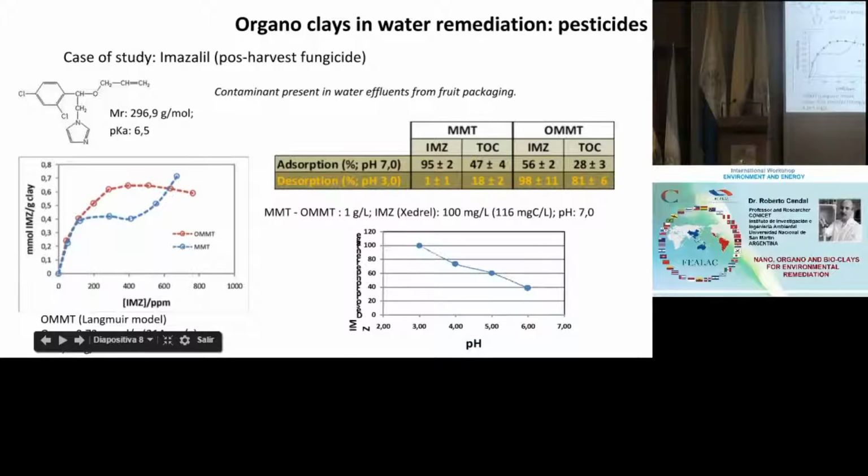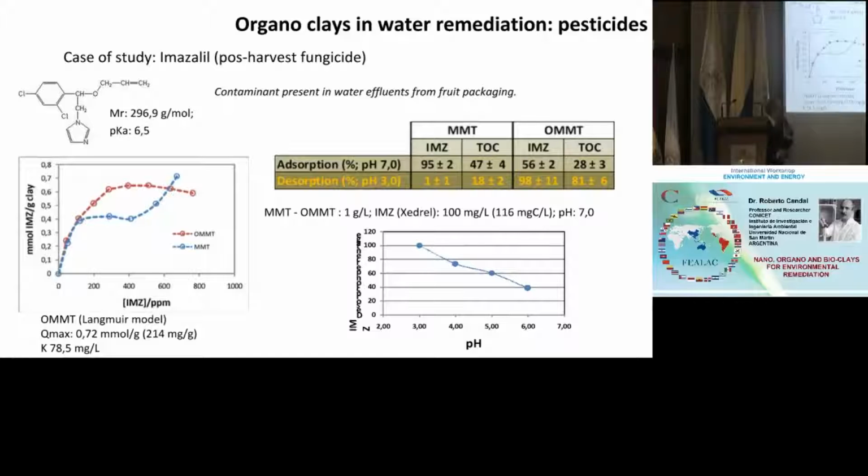We tried with a fungicide, the post-harvest one that they use to protect citrus in agricultural activities in Argentina, and this is an adsorption isotherm. As a function of concentration, it increases the imazalil retained in the clay, the modified one and the natural one. What's interesting is as follows. Look, we did an adsorption experiment at pH 7, neutrality. The clay adsorbs 95% of imazalil in this solution per liter. The organic carbon, which is part of imazalil and excipients together with the base, is adsorbed at 47%. Organoclay does it to a lower degree, which is positive, and we're working at pH 7 with imazalil.